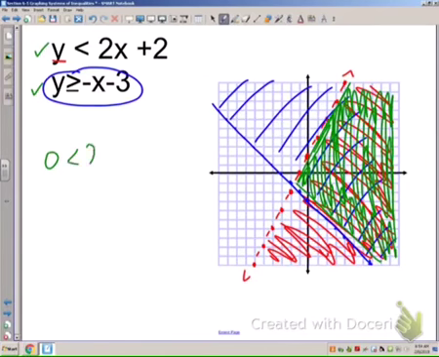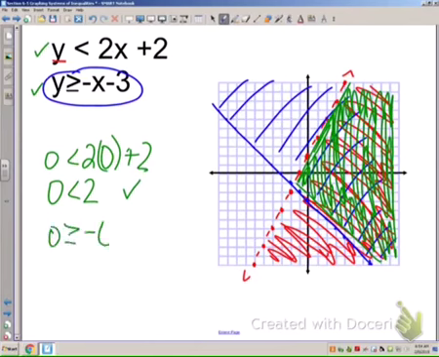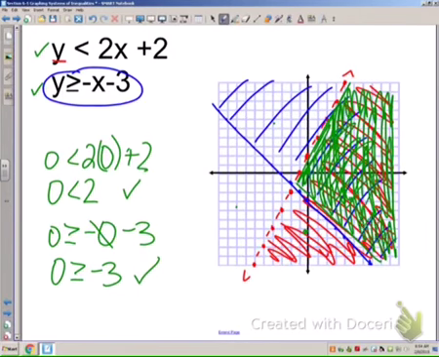So is 0 less than 2 times 0 plus 2? Well, that would be, is 0 less than 2? Yep. Let's look at the bottom one. Is 0 greater than -0 minus 3? Well, that's just -3. Is 0 greater than -3? Yes, it is. So we can see that that is true. If I was to pick a point out here, it would be true for the blue inequality, but it wouldn't be true for the red one. So only the ordered pairs from the green area are true for both inequalities.